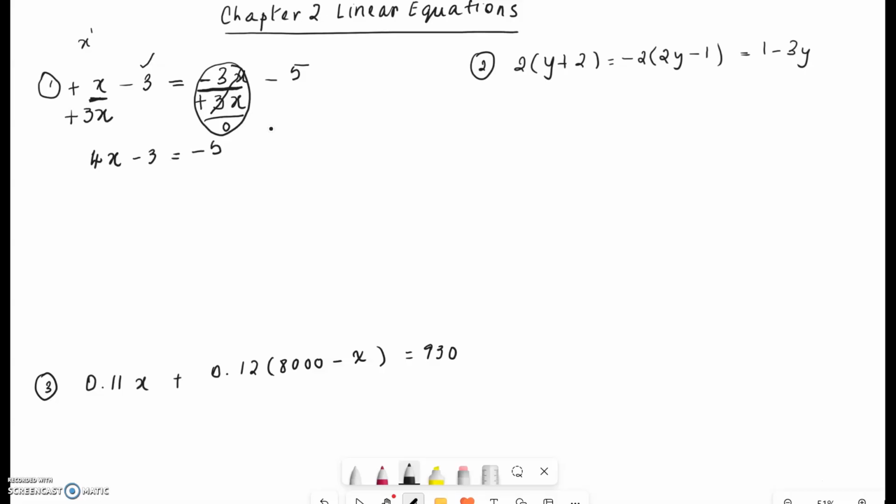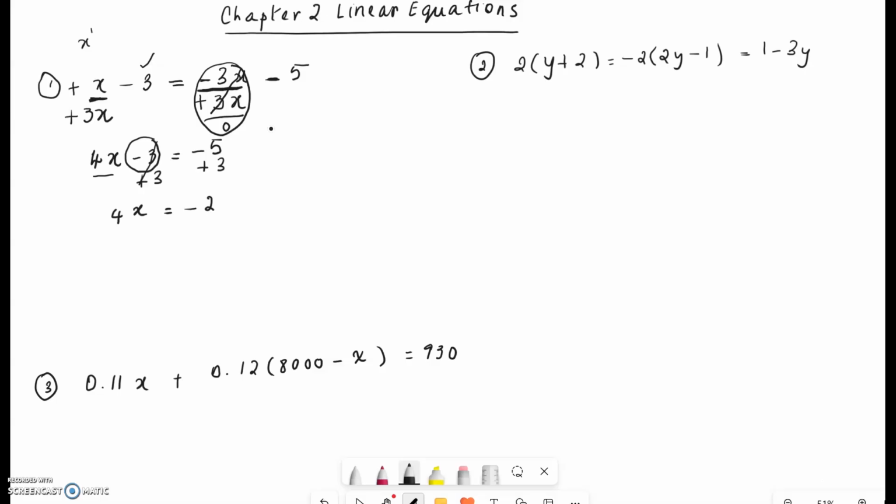We are left with a negative 5. Be careful with the signs, it's not a 5, it's a negative 5. Now, notice that there's only one x term and we have to solve for x. How do we do that? Get rid of the negative 3 on the right by doing the opposite, adding the 3 on both sides. So we have 4x equals, this becomes a 0. Negative 3 plus 3 becomes a 0. Negative 5 plus 3 is negative 2.